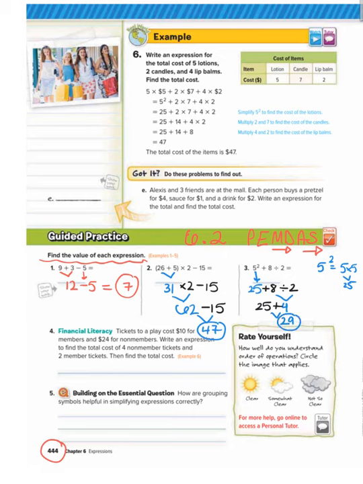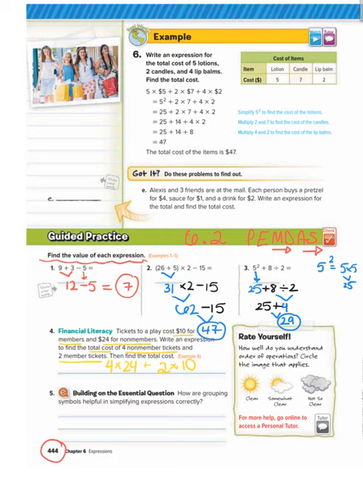Number 4. Tickets to a play cost $10 for members, $24 for non-members. Write an expression to find the total cost of 4 non-member tickets and 2 member tickets. Then find the total cost. So if we're getting 4 non-member tickets and those cost $24 each, that's 4 times 24 plus the cost for the members. So we're getting 2 member tickets and those cost $10 each. So this would be our expression.